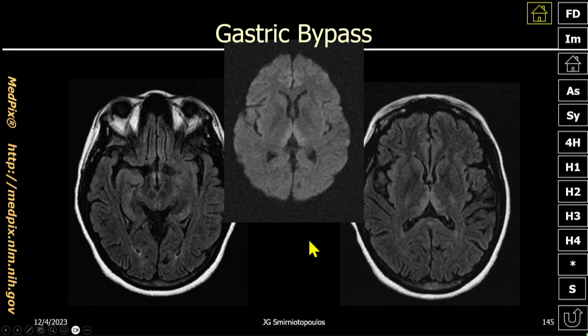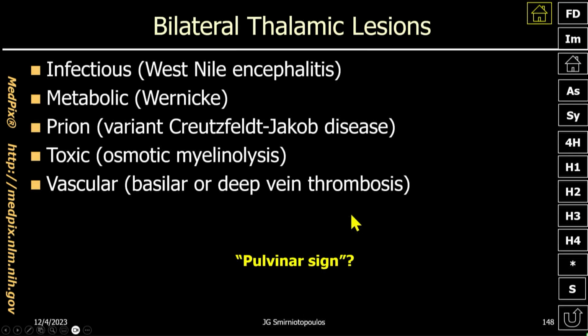It could also be some kind of a viral infection. Normal midline structures here. So bilateral thalamic lesions. It could be infectious, West Nile encephalitis, and some of the equine encephalitis and Japanese encephalitis like the thalamus. It could be metabolic disease like Wernicke's encephalopathy.